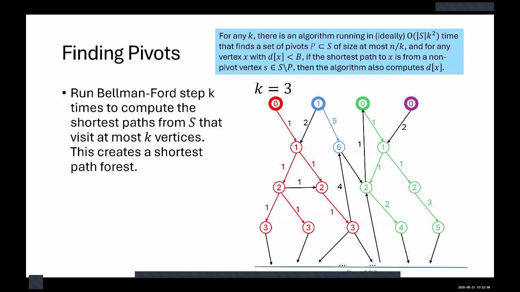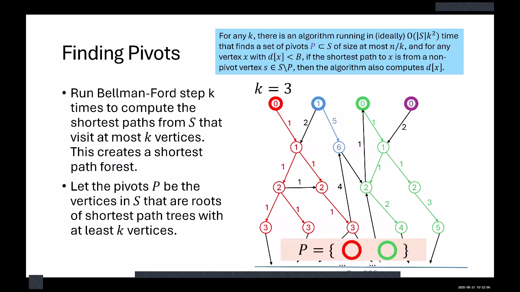So here we have all vertices color coded, and then we can search 3 times, so 1, 2, 3, for every single vertex. Then we create the red tree, the blue tree, the green tree, and the purple tree. So those are shortest path trees. We essentially just let the pivot be the vertices in S such that the tree that it is the root of has a size of at least k. So here we are looking at trees that have a size at least 3.